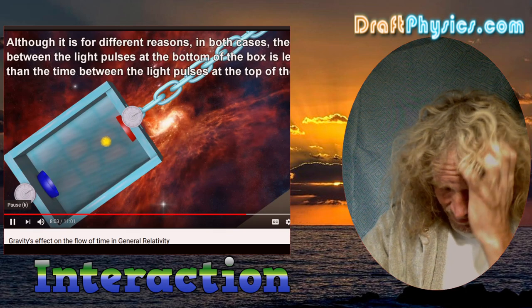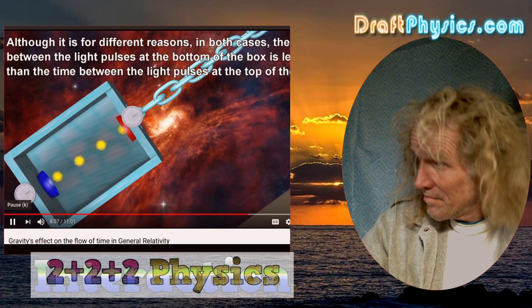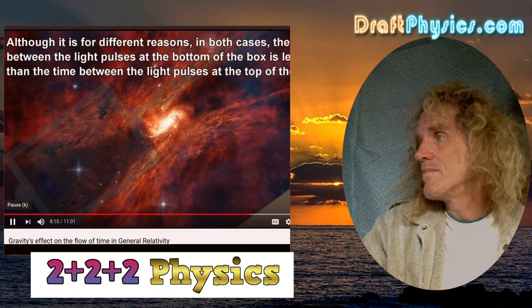Although it is for different reasons, in both cases, the time between the light pulses at the bottom of the box is less than the time between the light pulses at the top of the box.